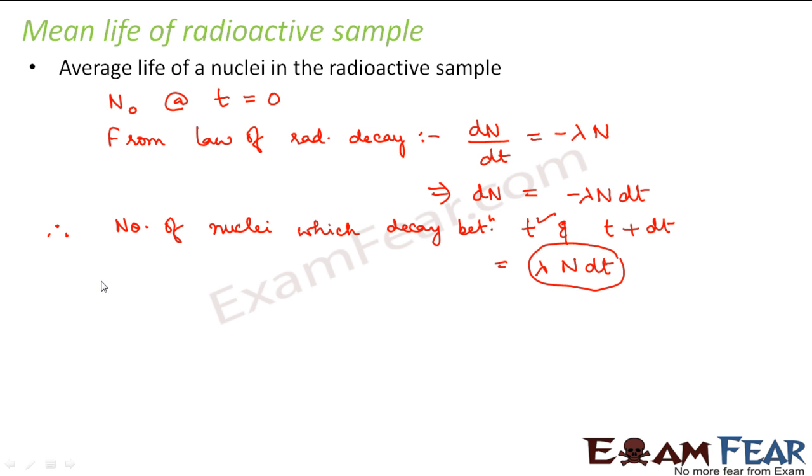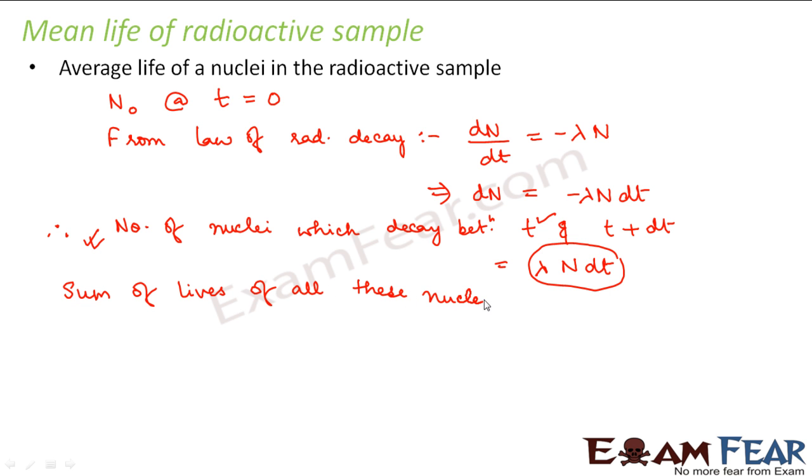So how do we do that? Let us follow this approach. This way I calculated the number of nuclei which will decay between this time period. Now let us try to calculate the sum of the lives of all these nuclei.